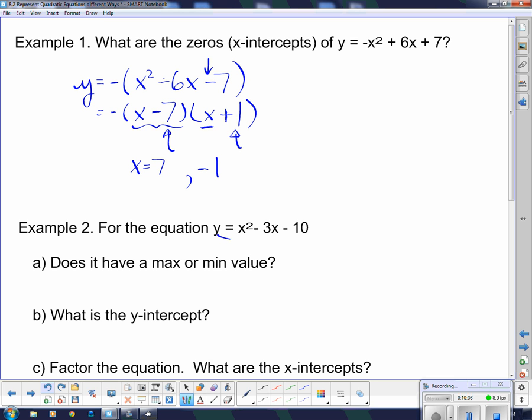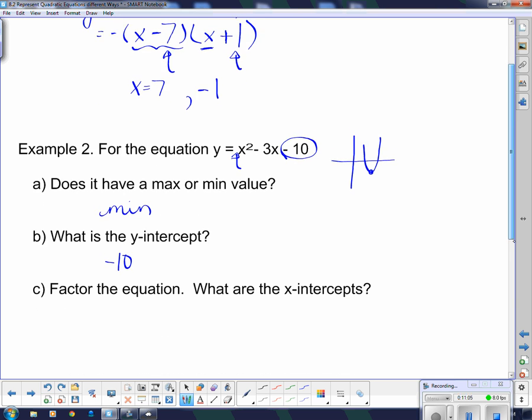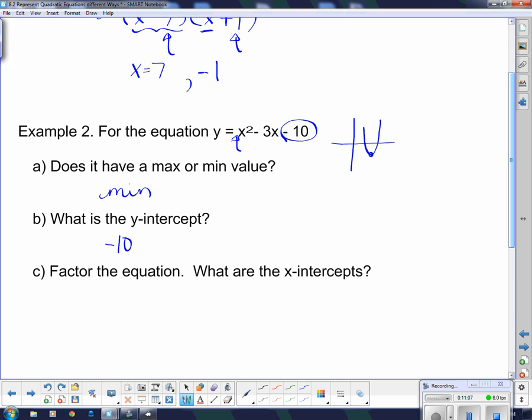Now, looking at example 2, it says, for this equation here, does it have a max or min value? Well, it has no negative in front there, and no negative means it looks like this, which means it has a low point. So a low point means it has a min value. What is the y-intercept? Well, remember, when it's in standard form, this is the y-intercept, so that's negative 10. And it asks us to factor the equation to figure out what the x-intercepts are.